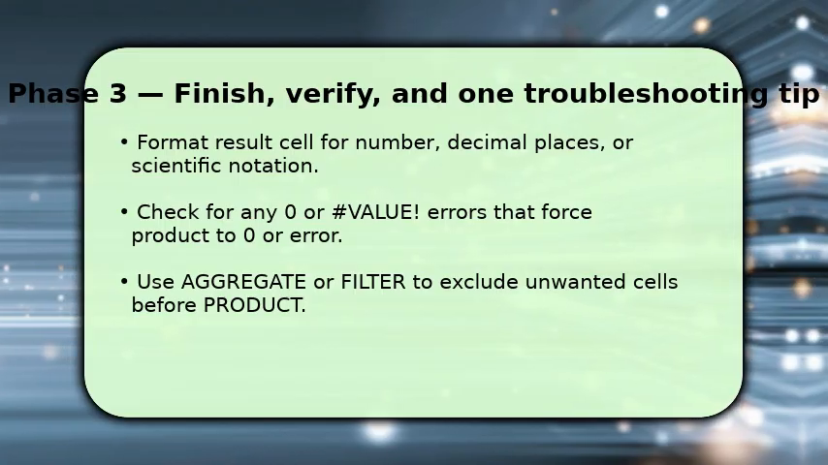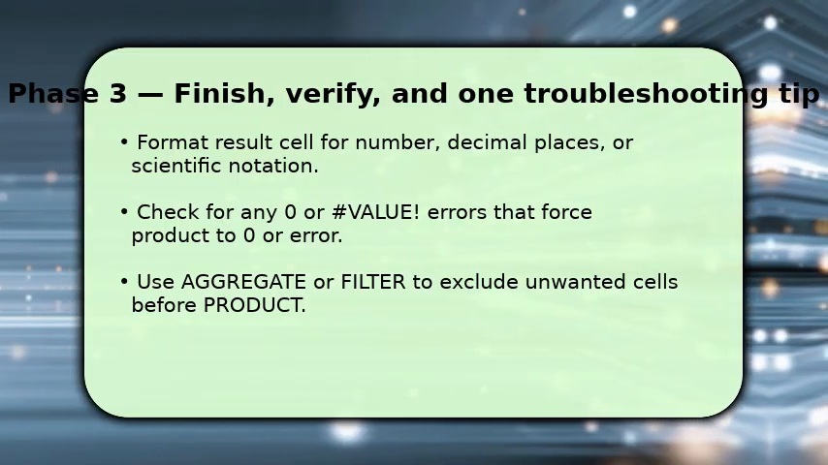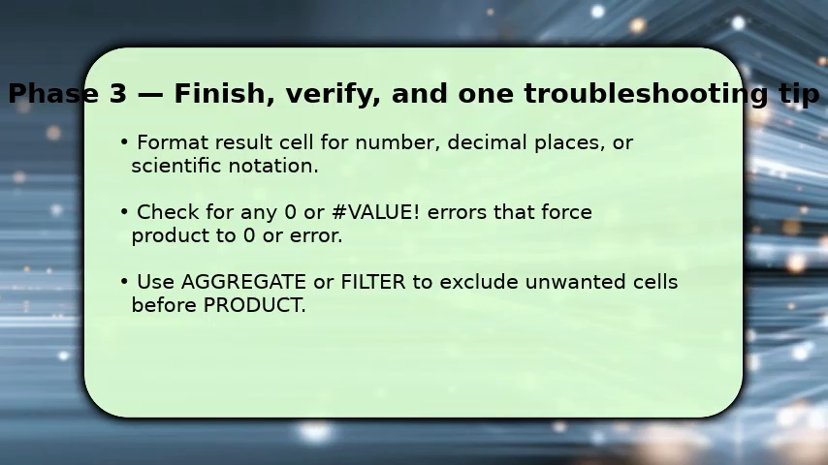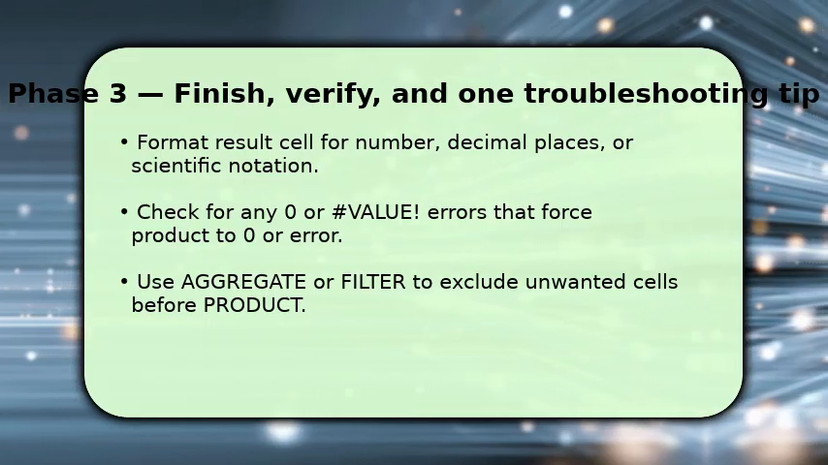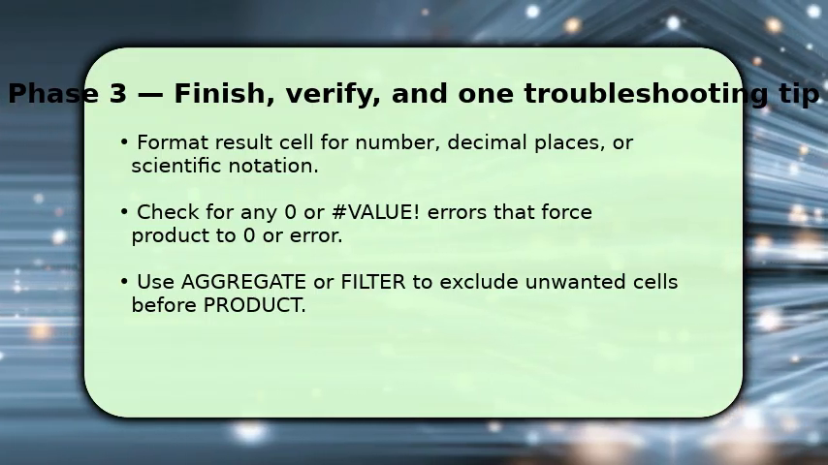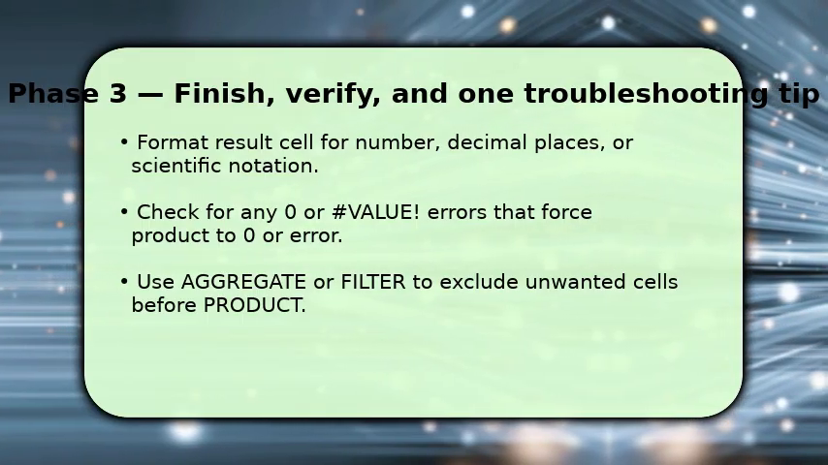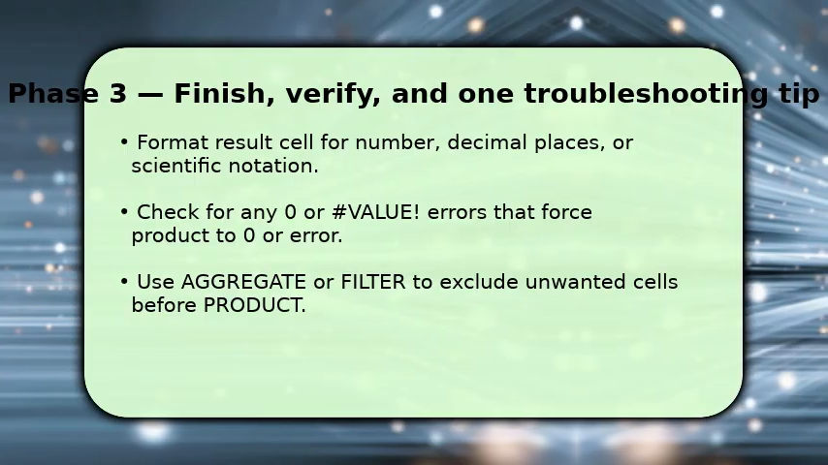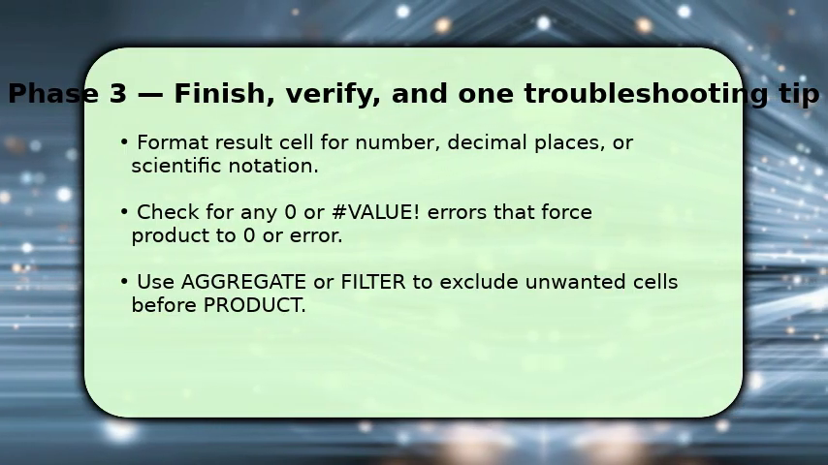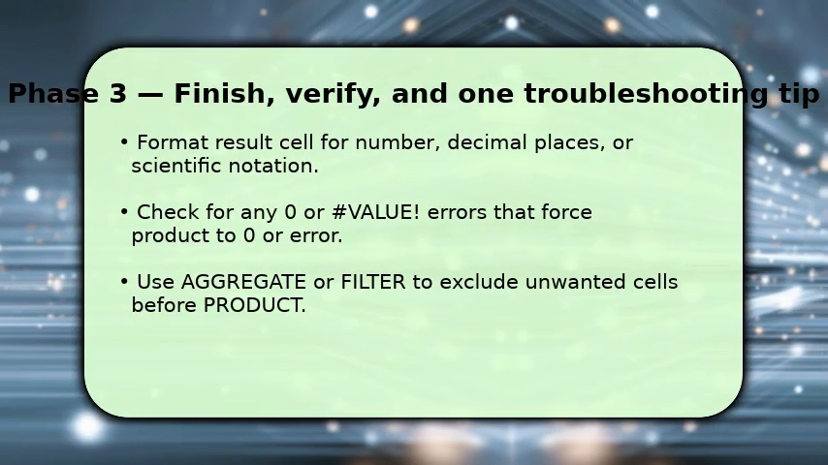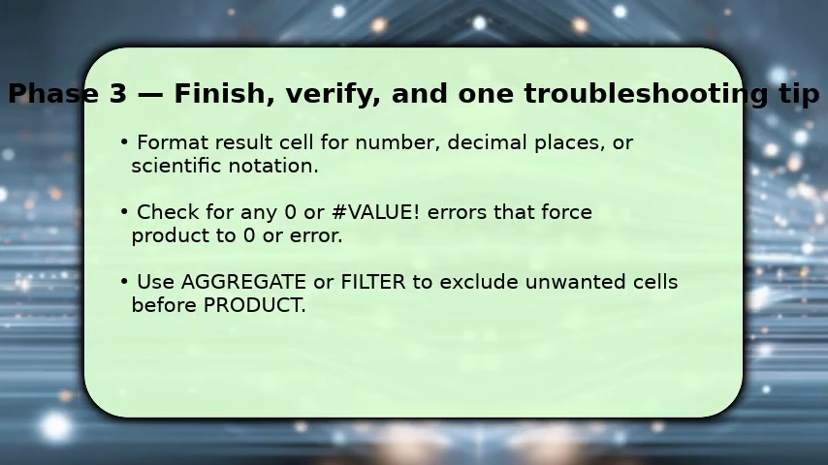Once done, verify inputs. A single 0 returns 0 and any text or hash value will break the formula. Replace or convert those entries. If you must ignore zeros or errors, filter or use AGGREGATE or FILTER to supply only valid numbers to PRODUCT. If results look wrong, scan for hidden zeros or accidental text in numeric cells.